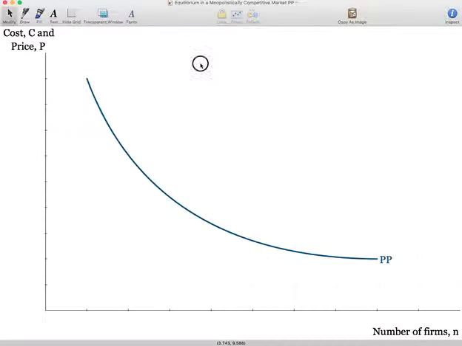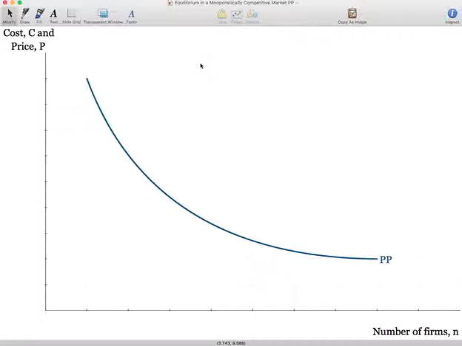The other curve in this is the PP curve, and this is a downward sloping curve. Realize that what it's telling us is that as the number of firms increases, price is going to decrease. Think of it this way: as the number of firms increases, we increase the level of competition in the marketplace, and therefore the price should fall.